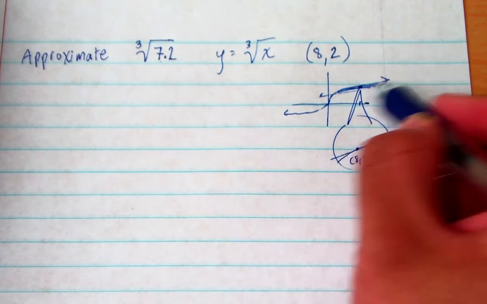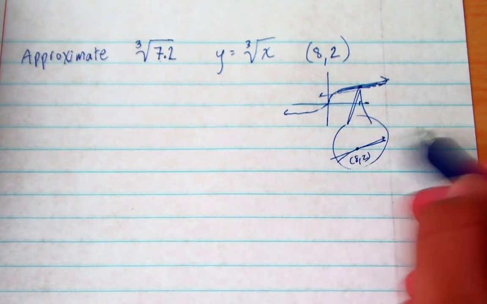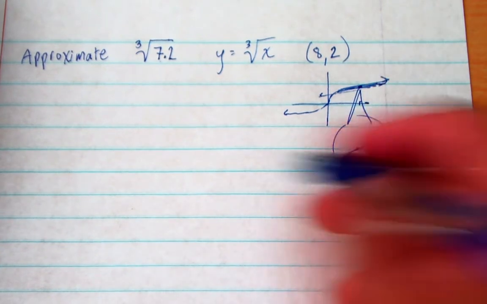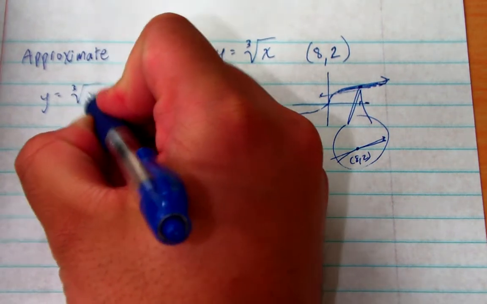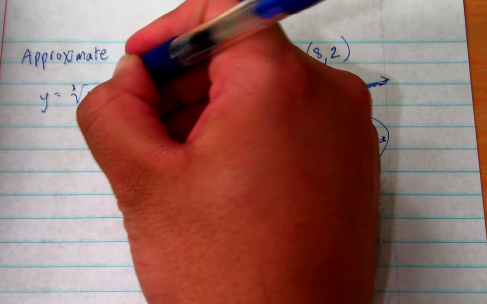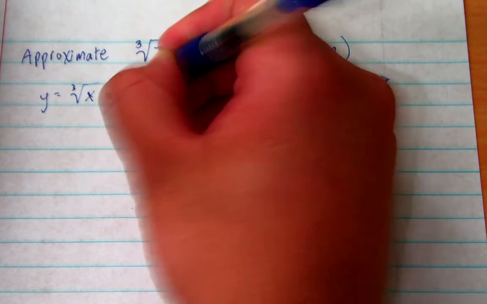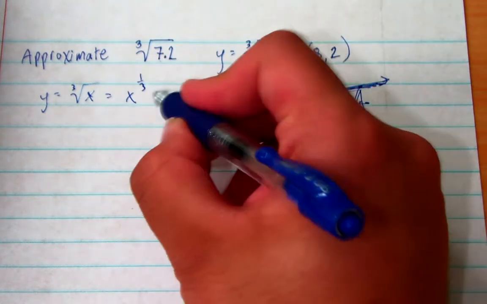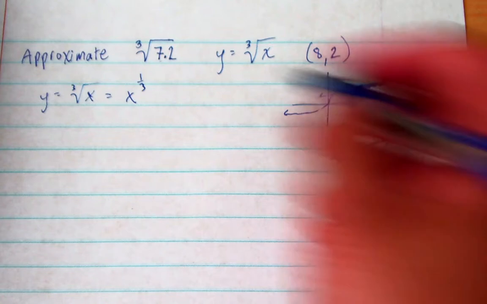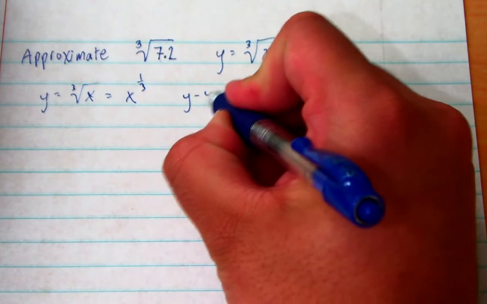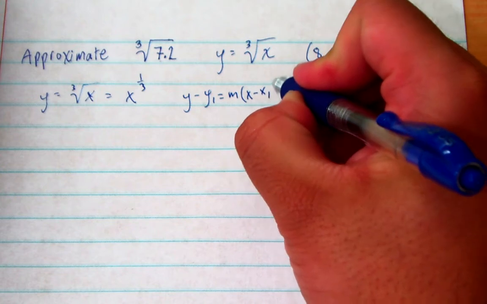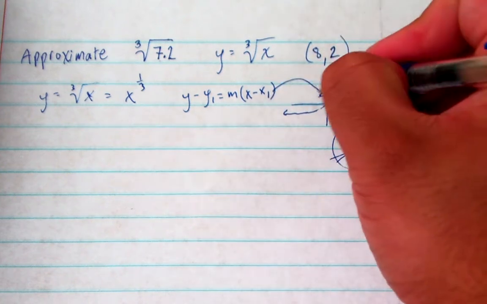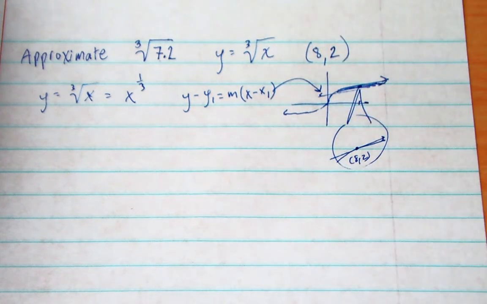So we need to find the equation of that tangent line. We need to essentially linearize this curve. The function itself is the cube root of x, which, in terms of making it ready for calculus, is x to the 1/3 power, right? The equation of a tangent line, in general, is y minus the y value equals the slope times x minus the x value, right? So that's the equation of this line, or really of any line.